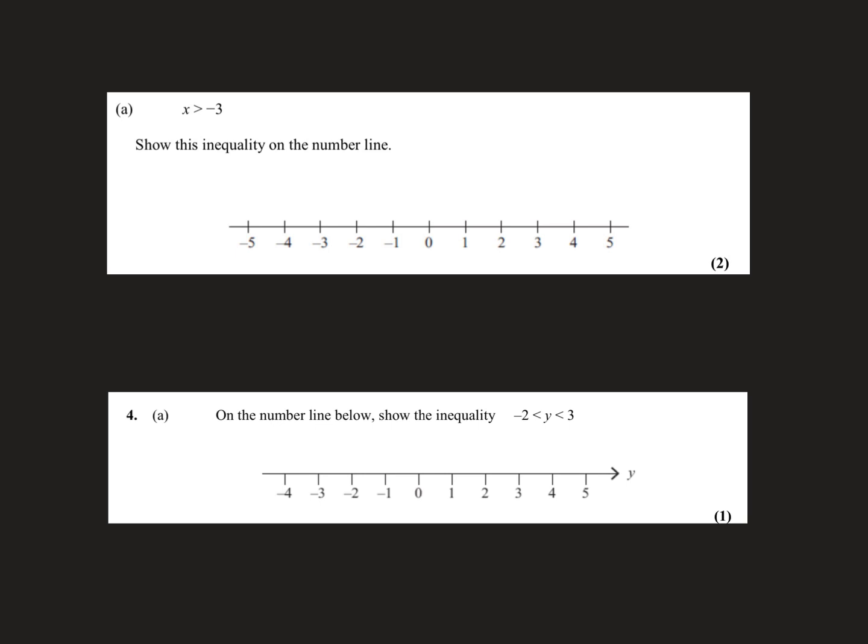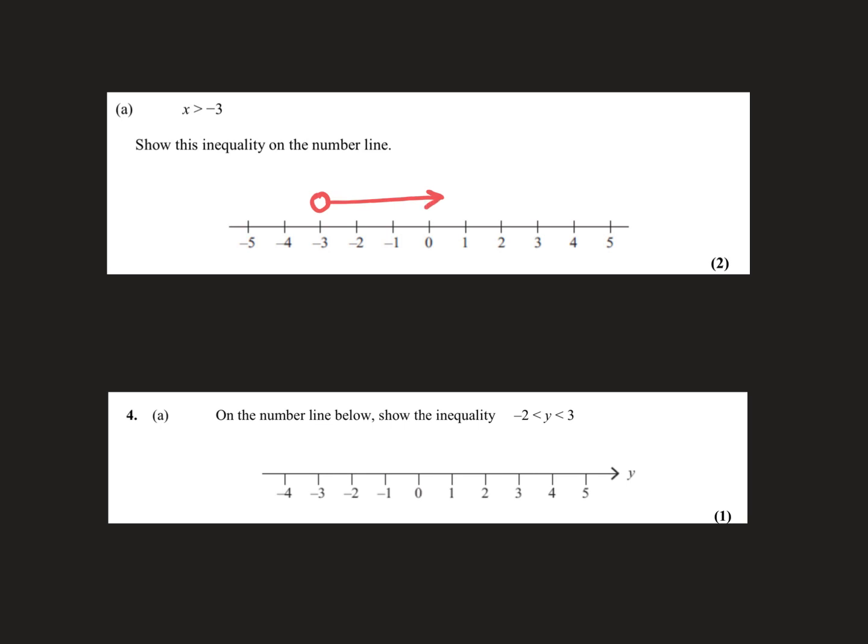So it tells us in the first one, show this inequality on the number line. So it says x is greater than minus 3 because the big side of the inequality comes first. So it's x is greater than minus 3. So we're going to put our dot at minus 3. We are not going to colour our dot in because it doesn't say greater than or equal to, it just says greater than. So then we are going to put our line towards the bigger numbers because it's greater than.